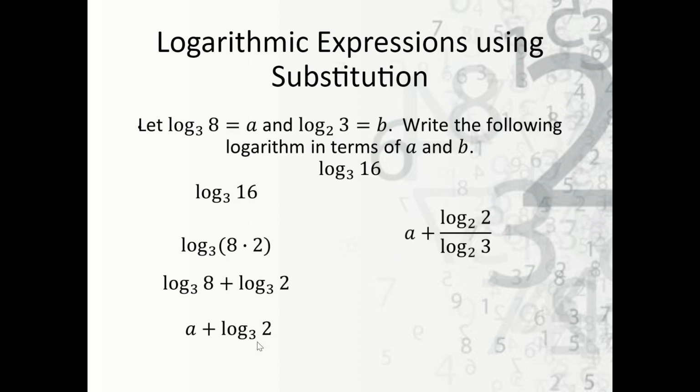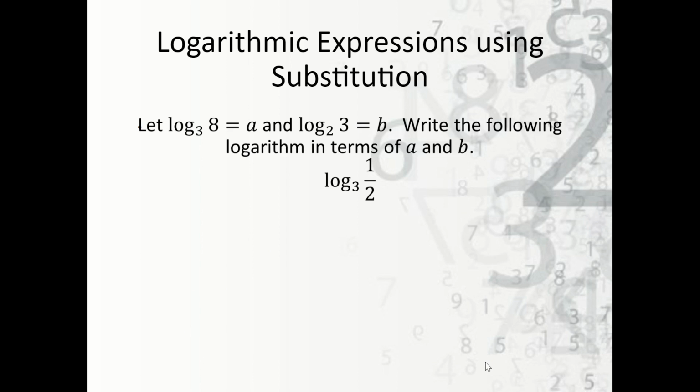So this will be log base 2 of b, which is 2, over log base 2 of a, which is 3. So now we should notice that 2 to the first power is equal to 2. So this is really a 1. And this here is b, right? Because log base 2 of 3 is b. So this is just 1 over b. So now we rewrote it in terms of a and b. So this is a plus 1 over b.